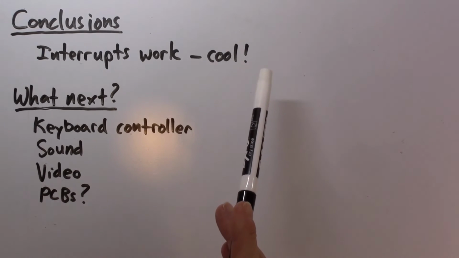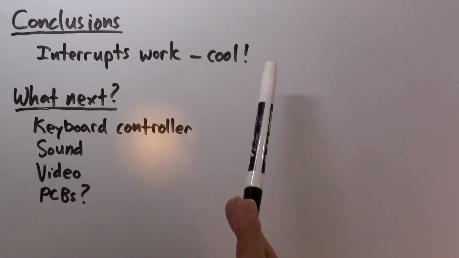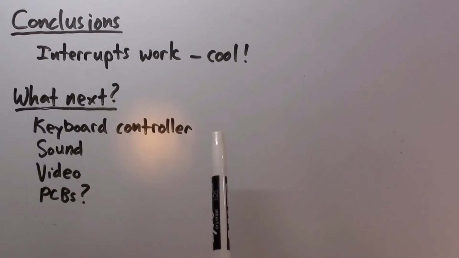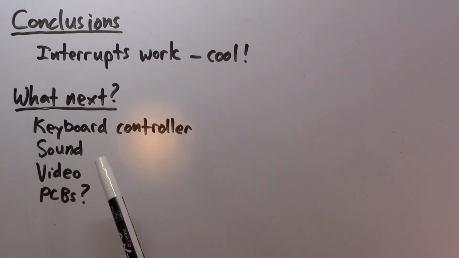This was one of the most technically challenging parts of the project so far, so it's very satisfying to have it come to a successful conclusion. In terms of what we're going to be doing next, I have a few things I would like to work on. I am planning to work on a keyboard controller for the Commodore 16 keyboard. I would like to add sound and graphics support to the system, and I've also been thinking about having PCBs fabbed for the modules such as the core module, the peripheral module, and of course our interrupt controller. So I may work on that sometime soon.